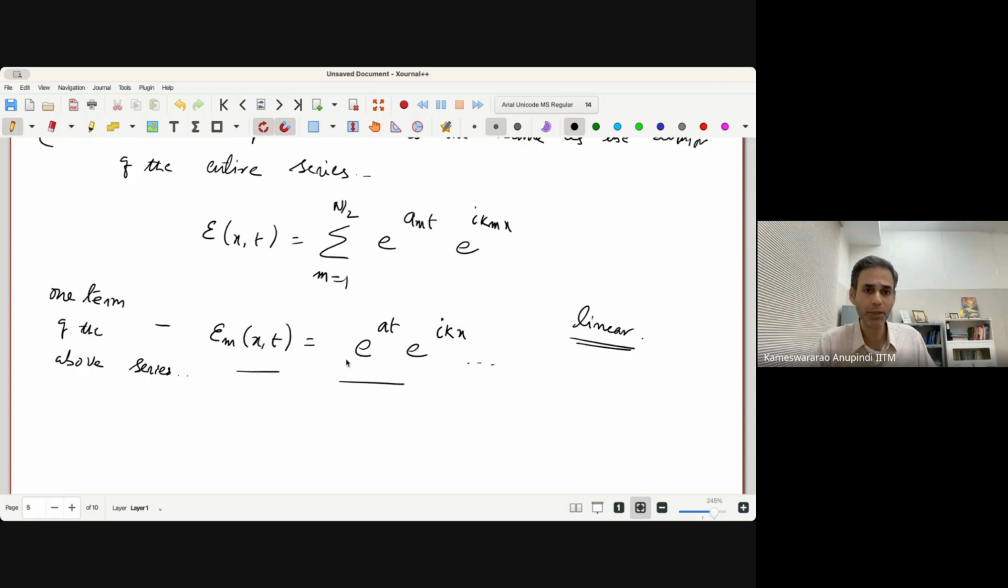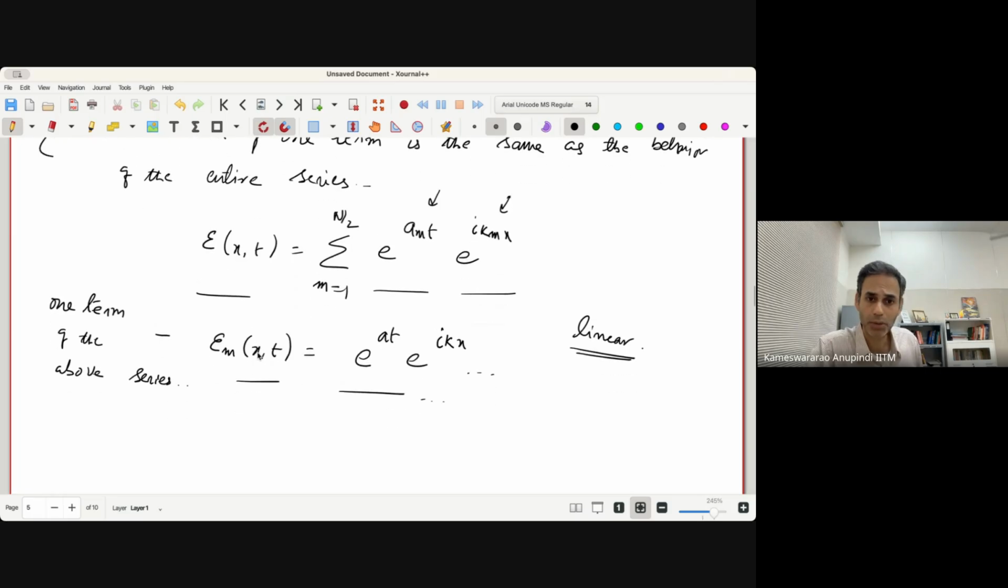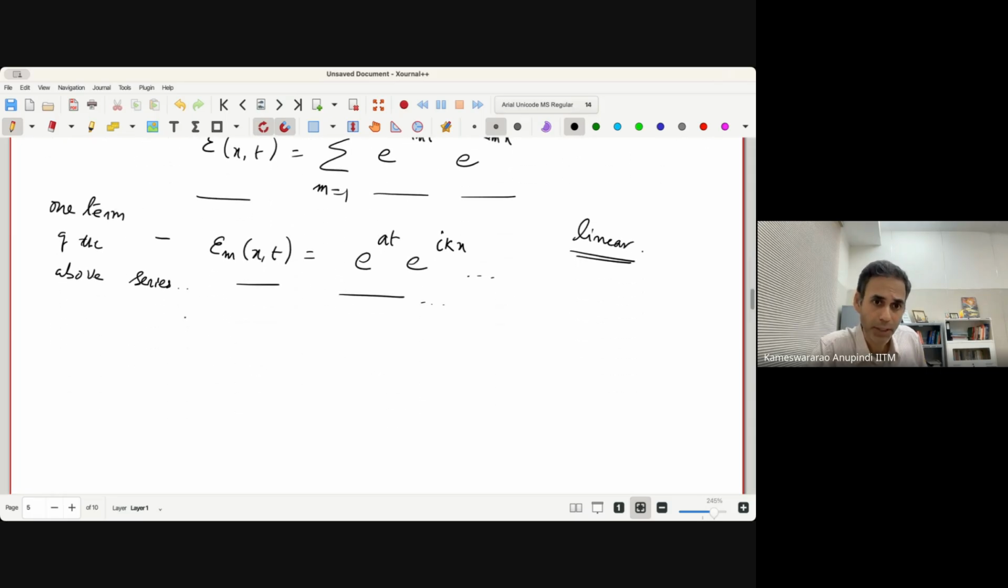And then we have this epsilon(x, t) as e^(a_m t) times e^(i k_m x). So this is the spatial variation, and this is the time variation. That's what we have. And then we said that now, because the governing differential equation is linear, we can just study one term out of this, and that is going to give us the behavior of the entire series, right? That is what we are saying. Now the question is, we go back to our equation and substitute for this value, and look for whether our round off error is going to increase or decrease.